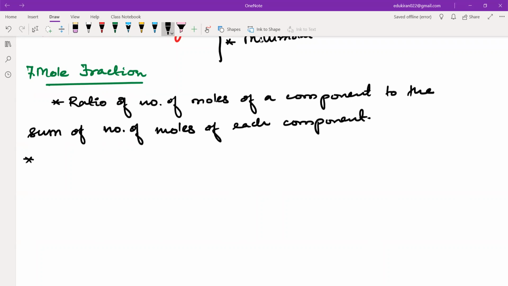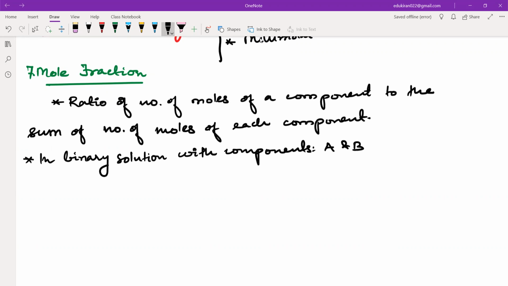Now in a binary solution, that means a solution which has only two components, solute and solvent, a solution with two components is known as a binary solution. In a binary solution with components A and B, the mole fraction is given by this letter which looks like X, but it is called chi, written as CHI.